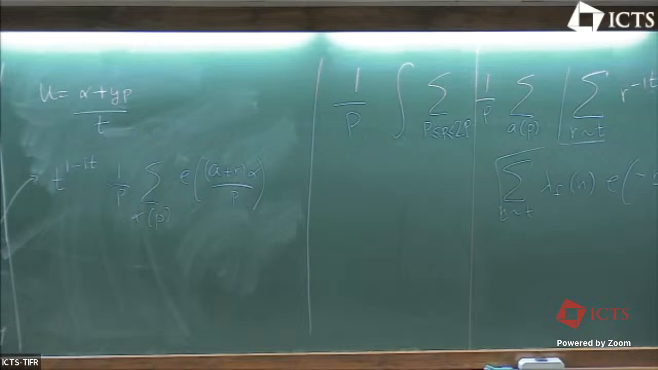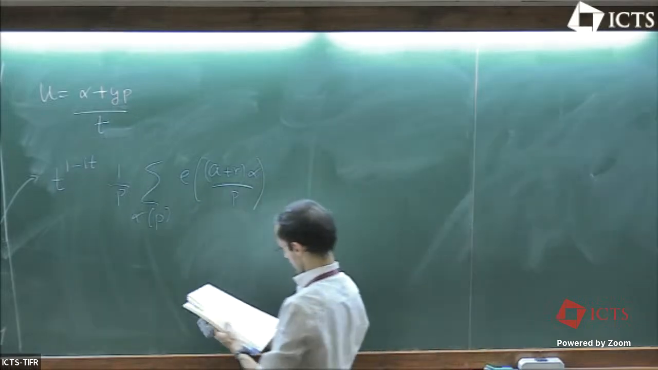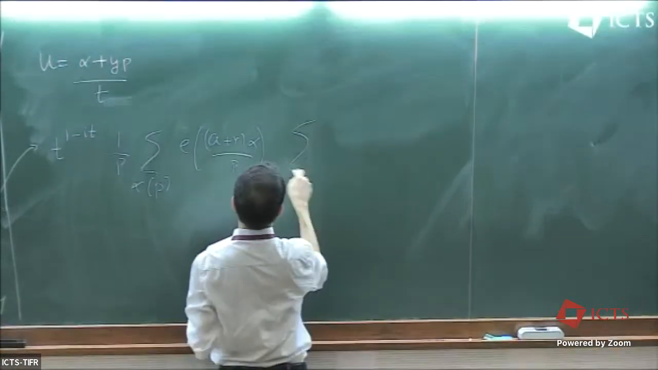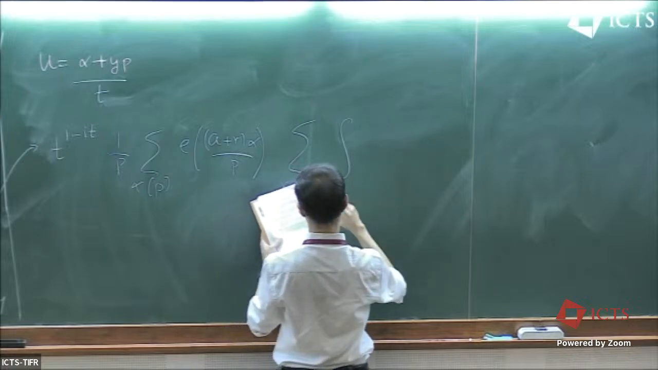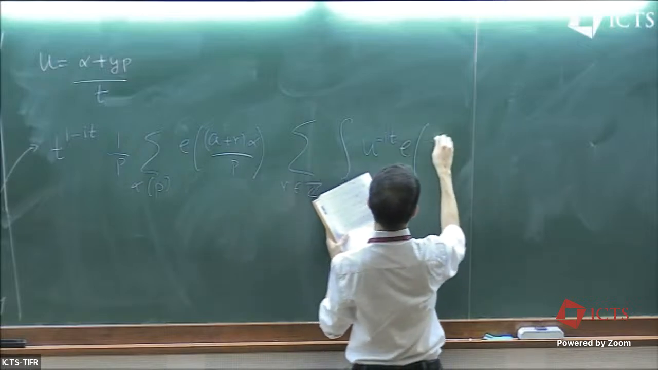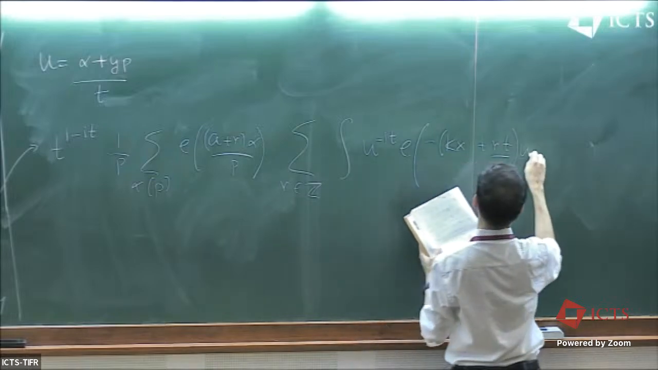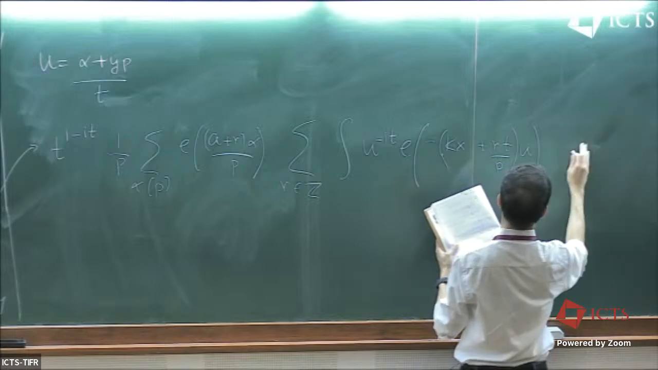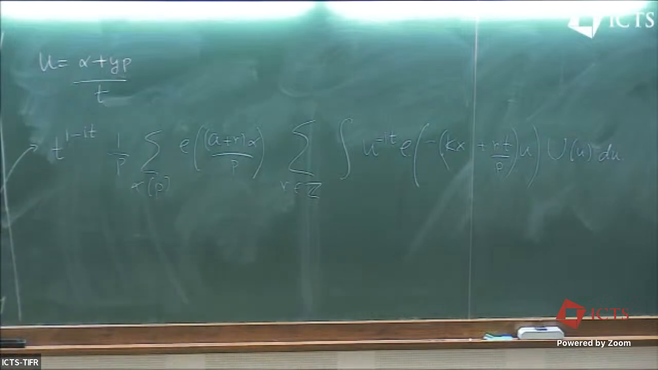This I have not made a mistake. All right, this is fine. And then you're going to have the R sum. So the R sum is something which has this u to the negative it. Inside this, you're going to have negative (ax plus rt) over p. And you'll have this u. And then, of course, you have the smooth weight function. Let me write it. And you have this. This is change of variables.